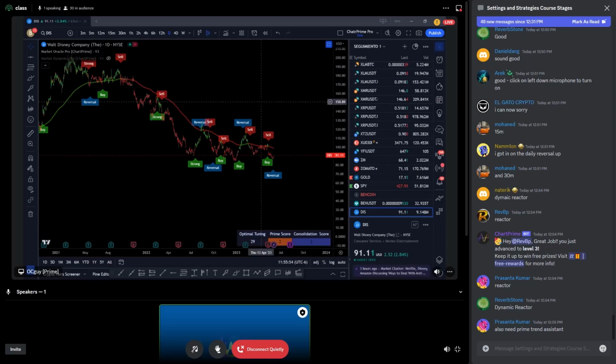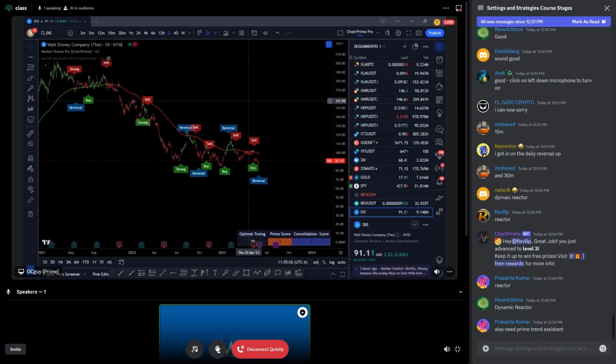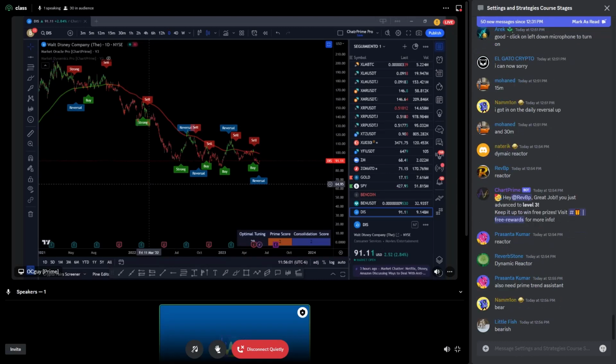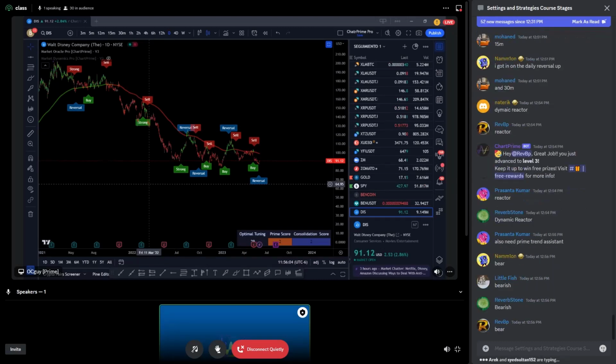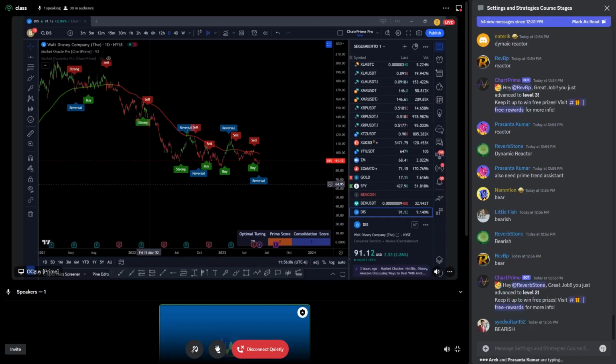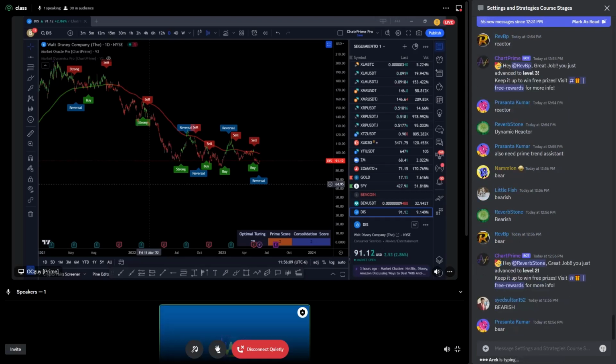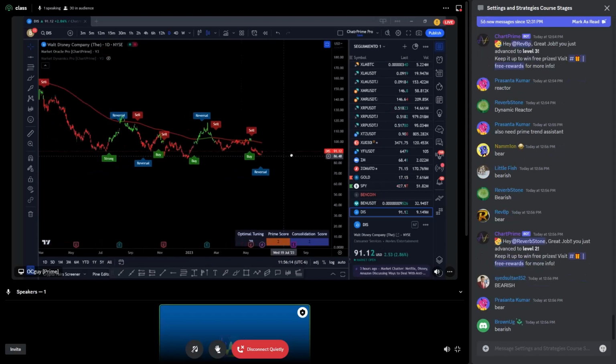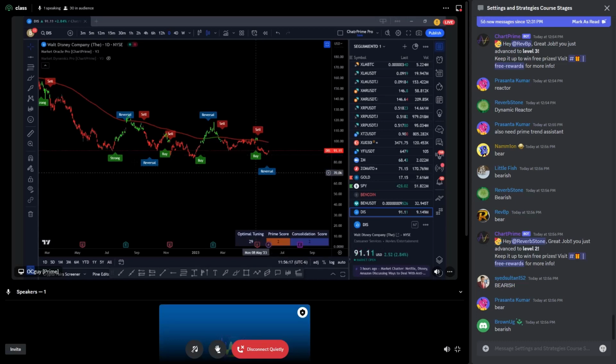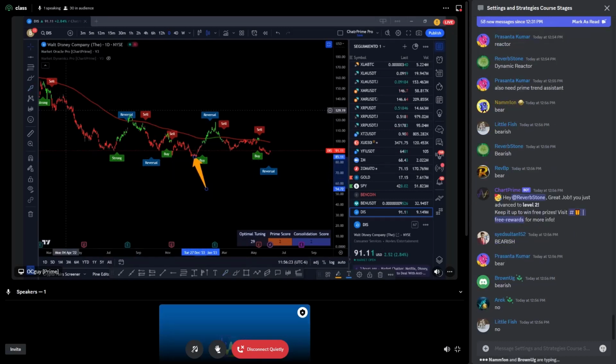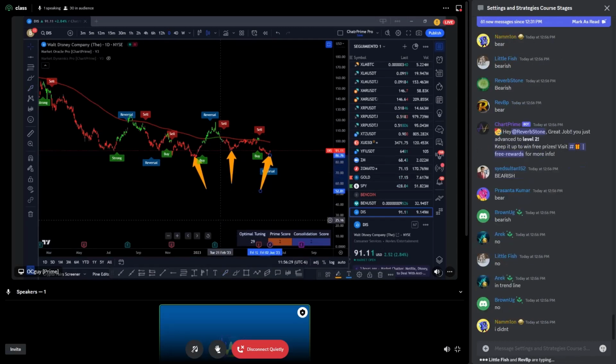So can you guys tell me, based on the Dynamic Reactor, are we bullish or are we bearish? Bear, yes, bear, absolutely. Bearish, absolutely, yes. Guys, we are bearish. So does that mean, if I'm bearish, that I should be shorting it right now? I mean, I was bearish here, should I short it there? I was bearish here, should I short it there? I am bearish here, should I short it there?